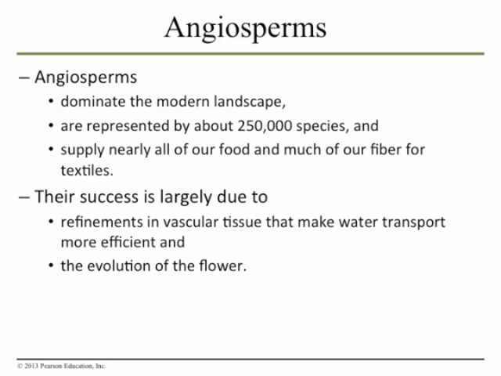Angiosperms have been very successful on land, partially because they have a very refined vascular system that makes water transport extremely efficient. They also have flowers. So angiosperms are called flowering plants, and we're going to look at flowers. And I'm going to show you a little video, actually, of a pretty cool way that a flower gets pollinated.